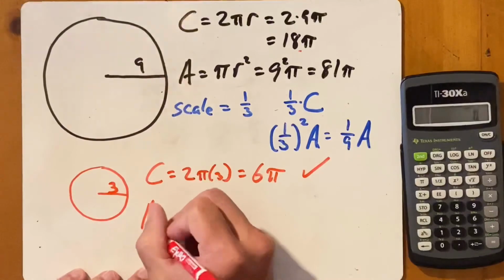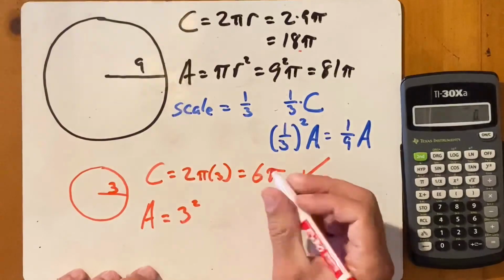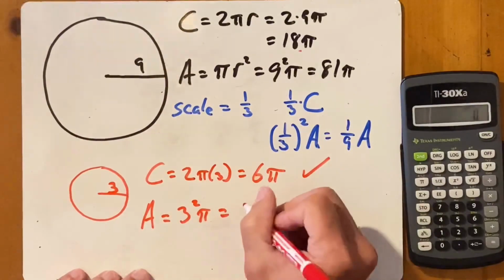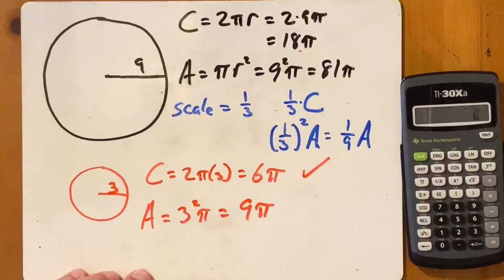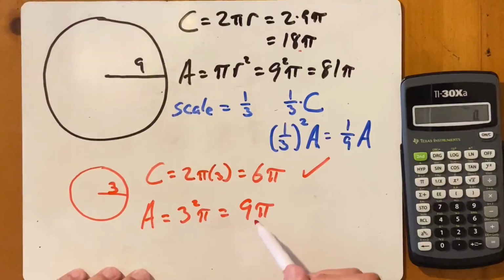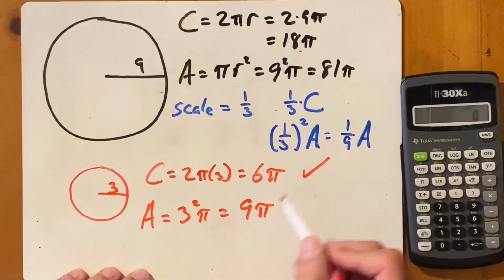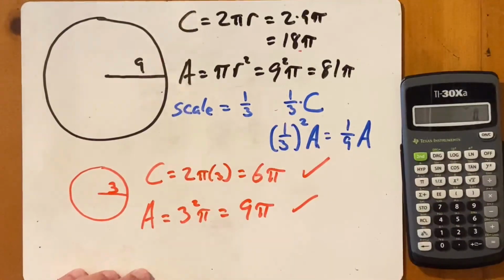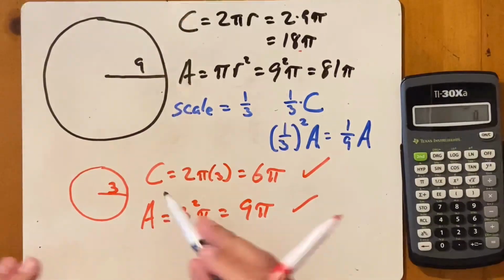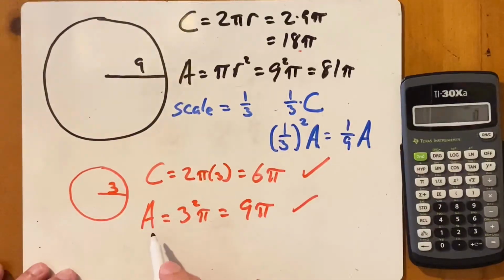Now let's do the area. It's pi r squared, so radius is now 3. So 3 squared times pi is equal to 9 pi. Our original area was 81 pi, and now it's 9 pi. So if we take 81 and multiply it by 1/9, or divide it by 9, then we get 9 pi. In other words, it holds true that the circumference, which is the circle's perimeter, is multiplied by the scale factor. The area of the circle is multiplied by the scale factor squared.